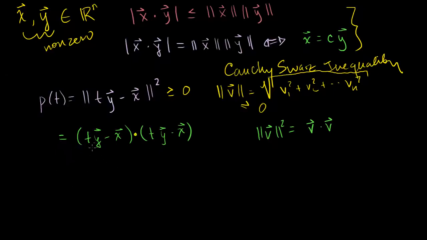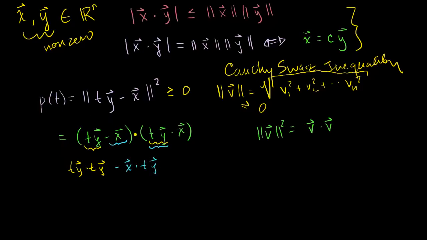So if we distribute it out, this will become ty dot ty. So let me write that out. That'll be ty dot ty. And then we get the minus x times this ty. Instead of saying times, I should be very careful to say dot. So minus x dot ty.